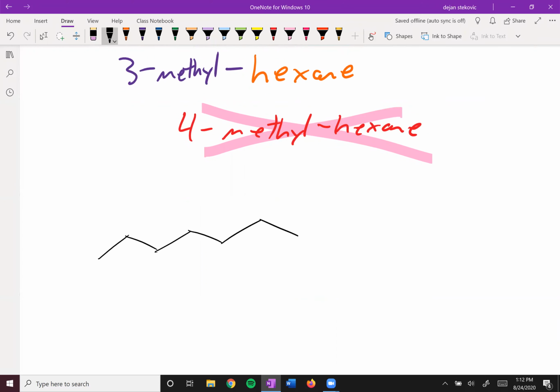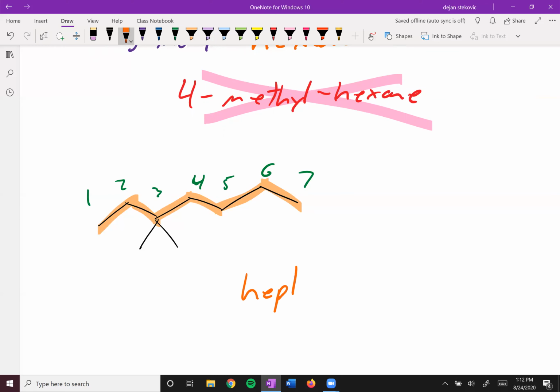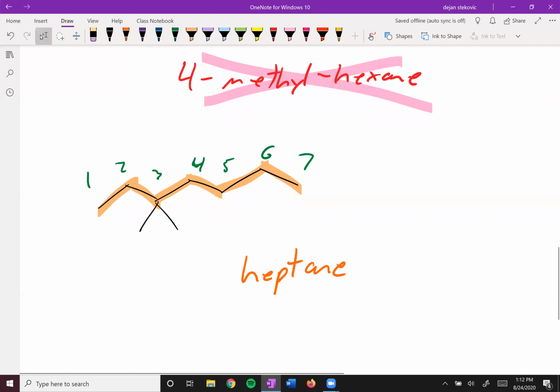Let's check out another variation of this compound. Again, we can identify the parent chain. In this case, we have 1, 2, 3, 4, 5, 6, 7. 7 is hept. And then they're all carbon-carbon single bonds, so it's heptane. And then we have 2 of these methyl substituents. And so we have 2 of them.